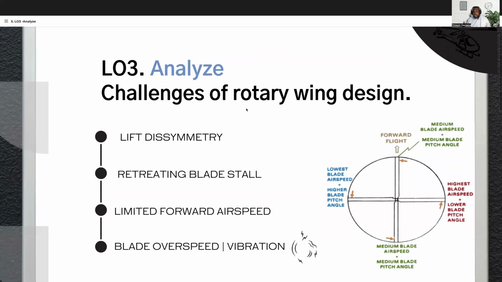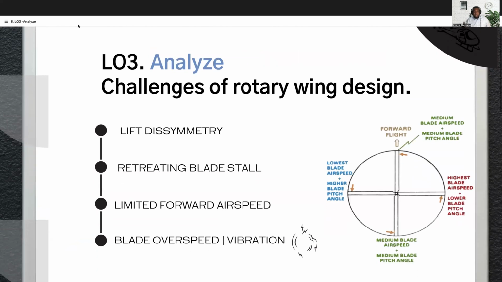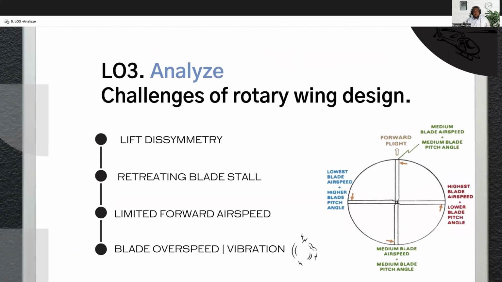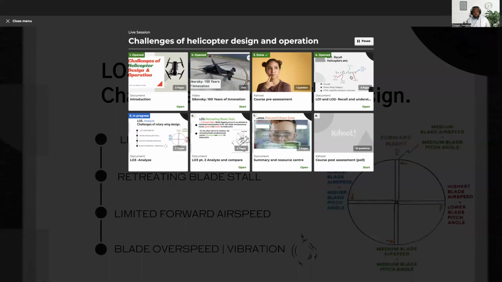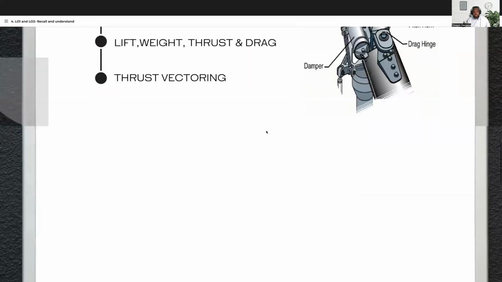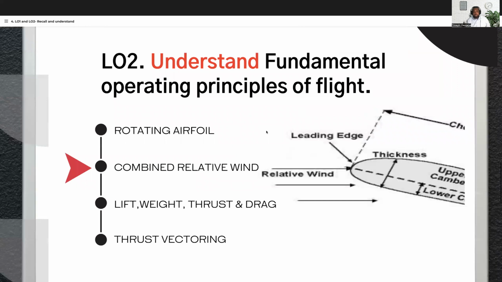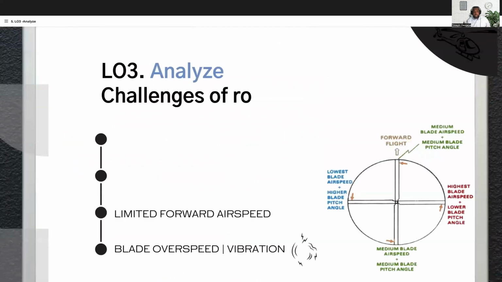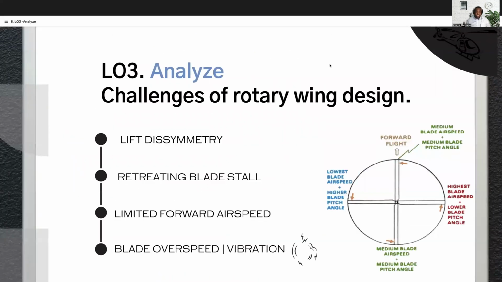The next would be to analyze lift dissymmetry. This is a phenomenon whereby the advancing half of the rotor disc is going to produce more lift than the retreating half. What does this mean?